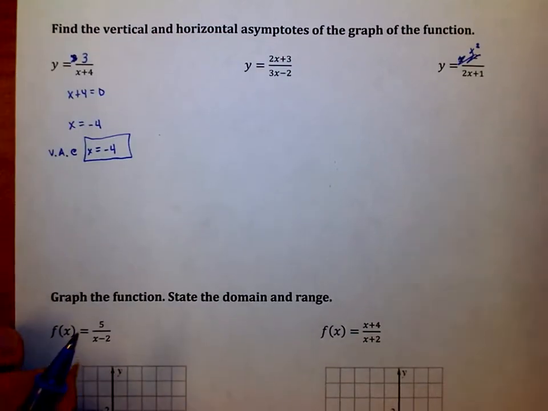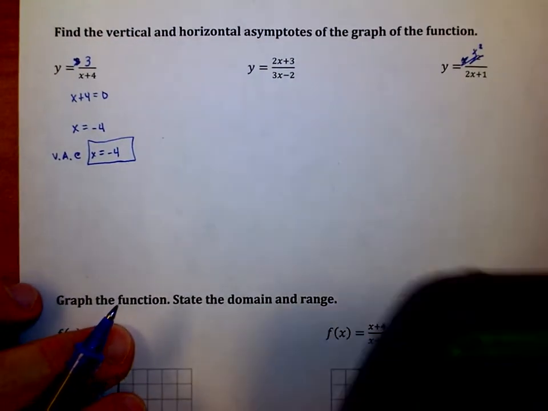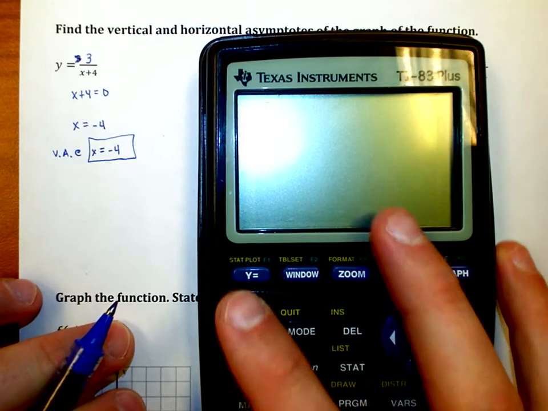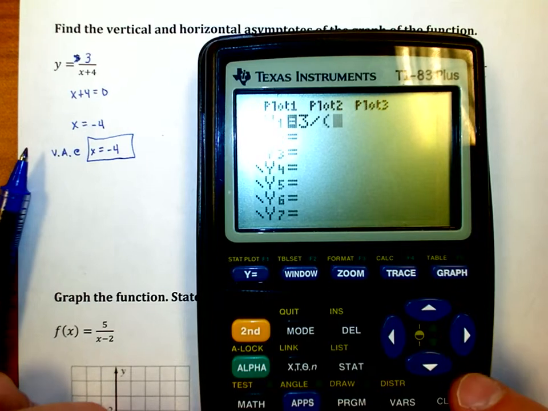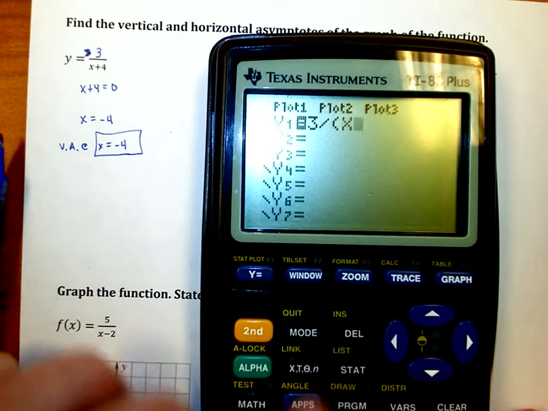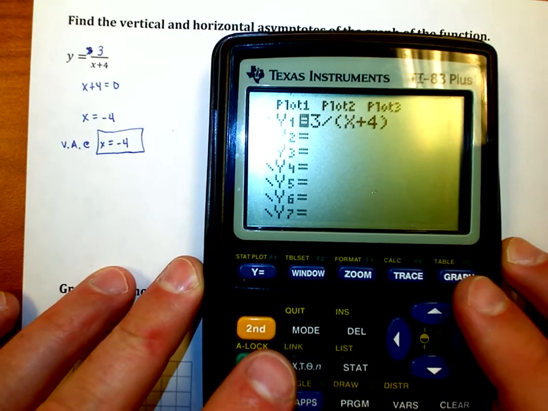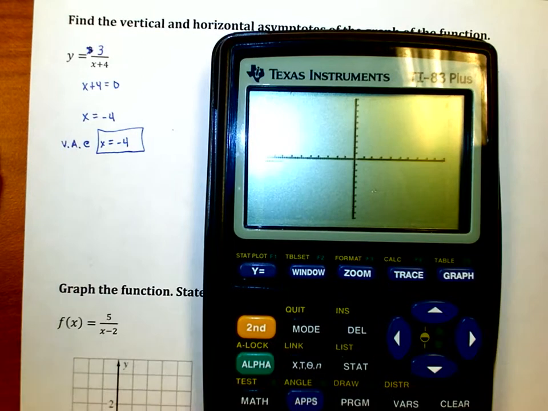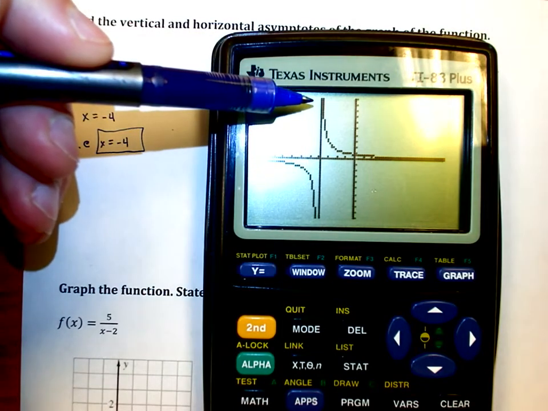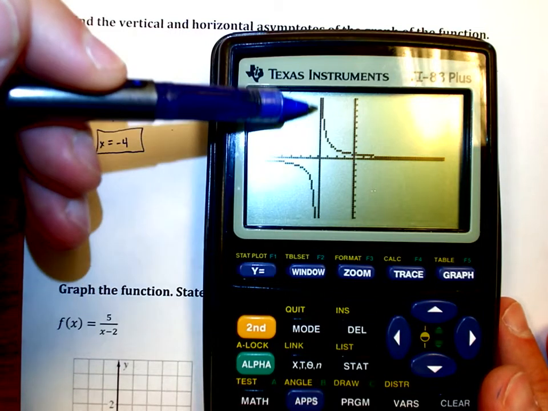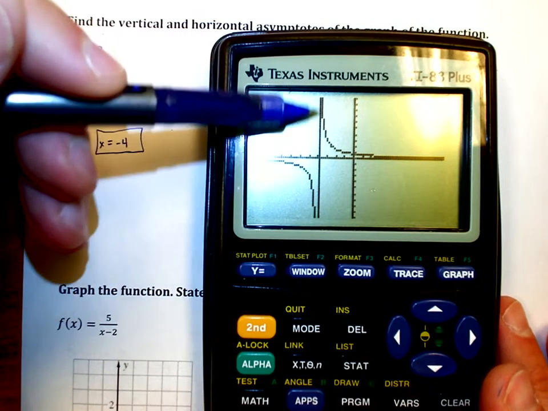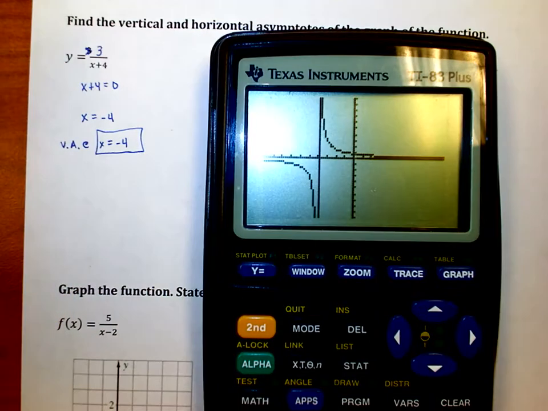Okay? I want to prove that to you right now. Before I go any farther, I'm just going to graph this thing. Okay? 3 divided by, notice the parentheses, I need to group everything in the denominator, x plus 4, right? And when I graph this, look at this, okay? You see the vertical line. That's weird. We'll talk about that in class, but you'll see that it's at 1, 2, 3, 4 to the left is kind of where that thing shoots upward and shoots downward, doesn't it? Okay? So my vertical asymptote was there.